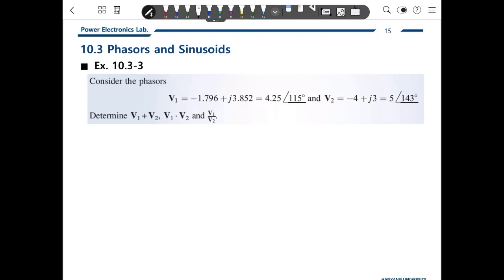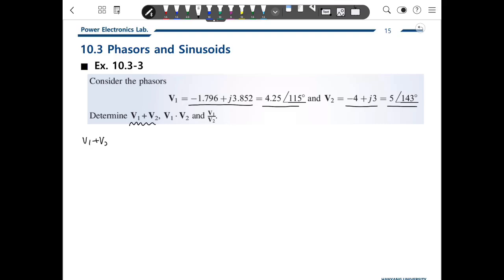In this example, V1 is given in rectangular form like this and in polar form like this, and V2 is given in rectangular form like that and in polar form like that. Determine V1 plus V2. It's very simple. If we add, which form is more useful? The rectangular form is useful.